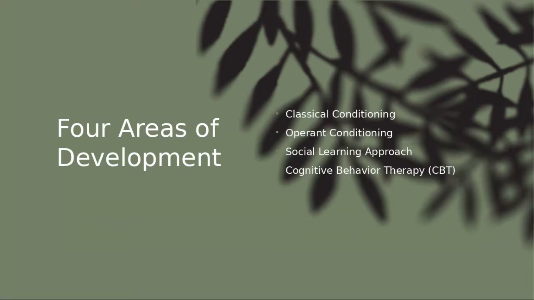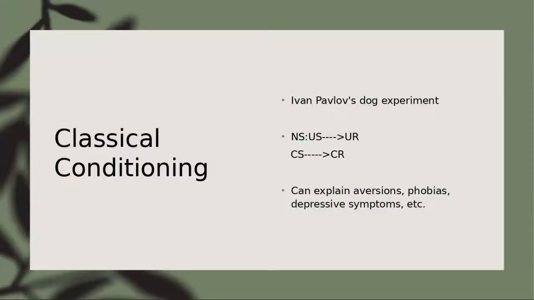So there are 4 key areas of development within behavior therapy: classical conditioning, operant conditioning, social learning approach, and cognitive behavior therapy, or CBT. Classical conditioning is focused on associations that we create between various stimuli. And this comes from Ivan Pavlov's famous dog experiment. I'm sure all of you are very familiar with this, but let's do a quick overview of this experiment.